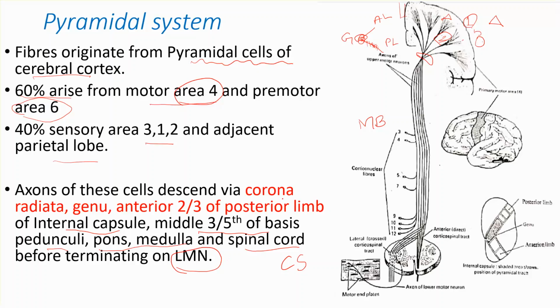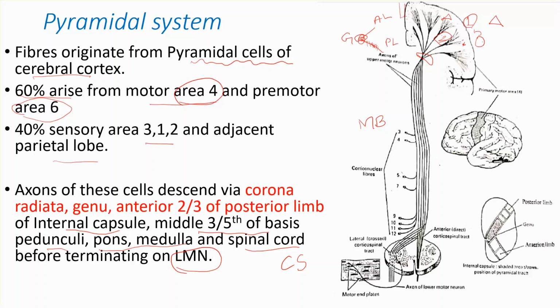So this is the beginning. The cell body is right here in the cerebral cortex, and then it passes through all this which we have just described. So first is the cerebral cortex, then the corona radiata, then the genu, the anterior two-third of the posterior limb of the internal capsule, then the basis pedunculi, then a part in the pons, in the medulla, then it comes to the spinal cord.